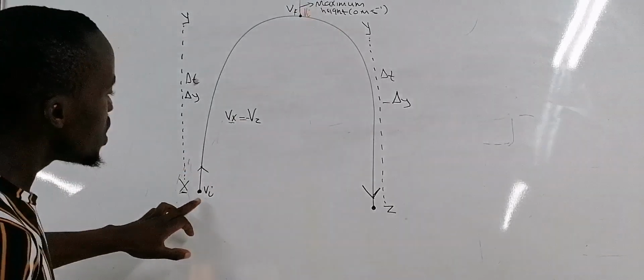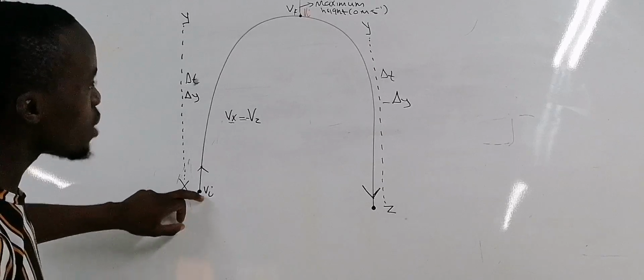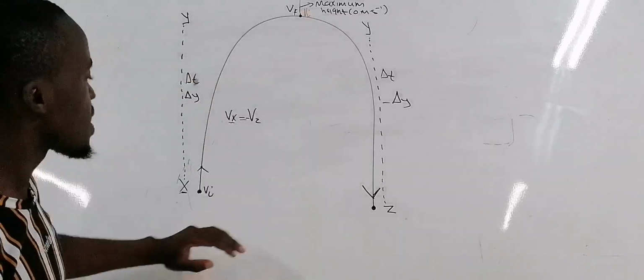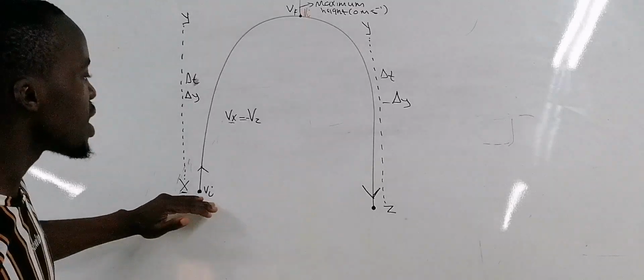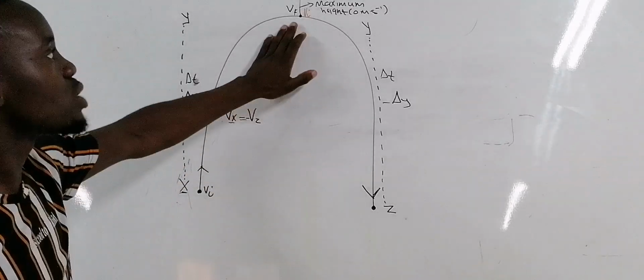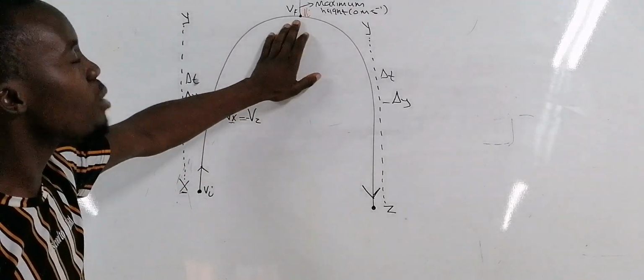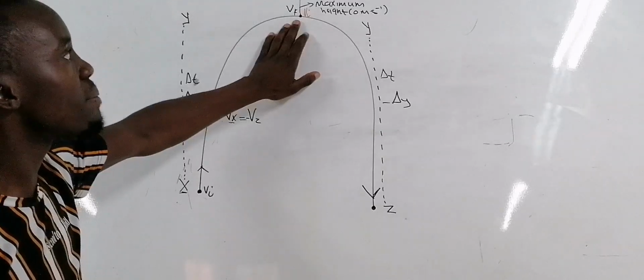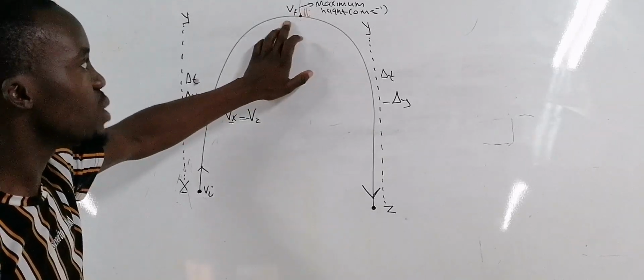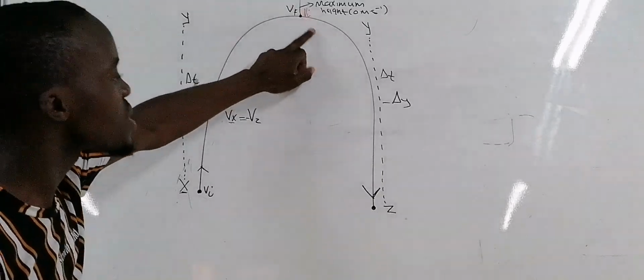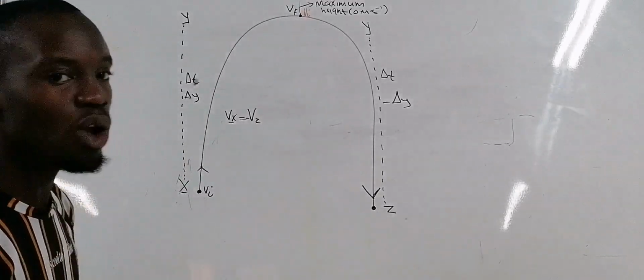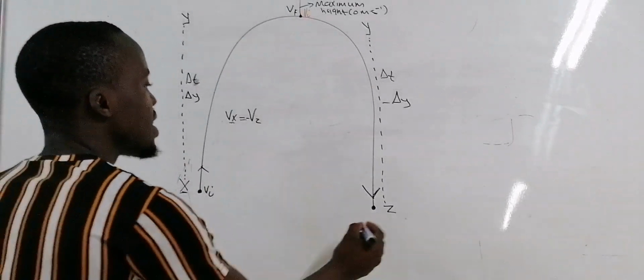So when we move from the ground to the maximum height, the velocity that the object leaves the ground with becomes the initial velocity, but the velocity that the object reaches at the maximum height becomes the final velocity. And this final velocity again becomes the initial velocity of V final, or Vz. I don't know if you understand that.